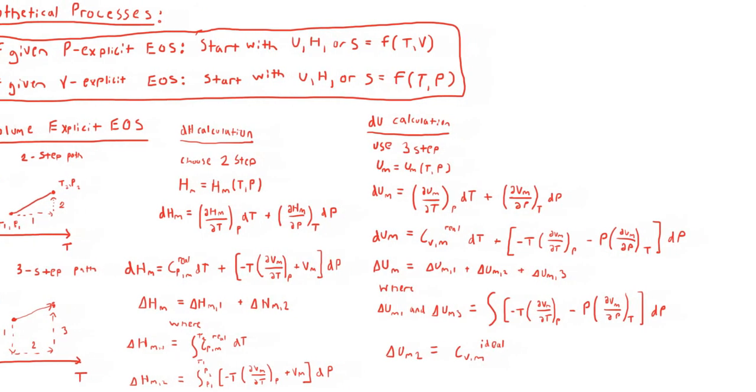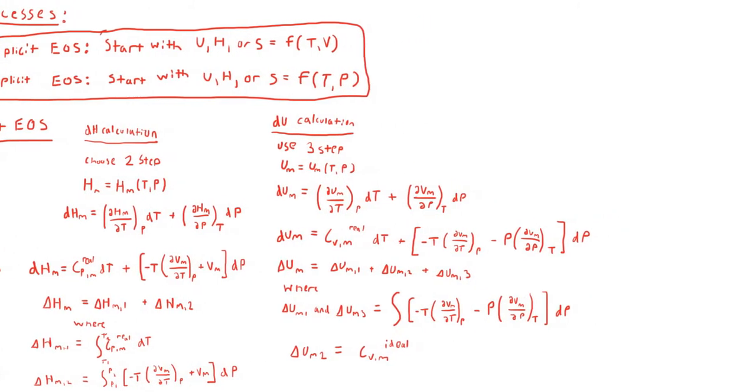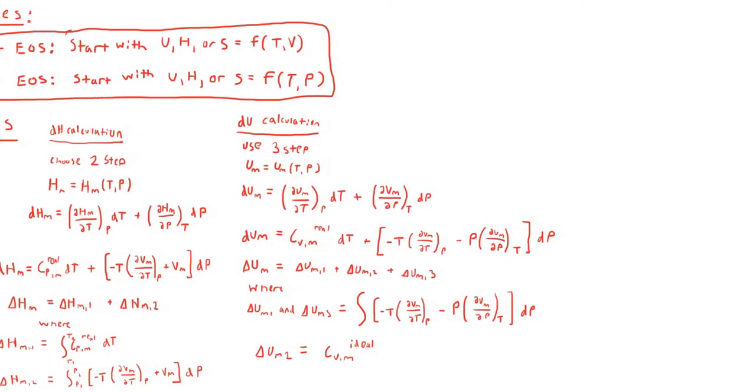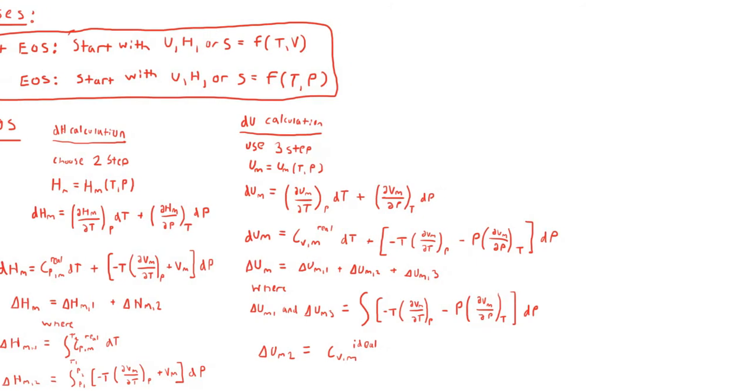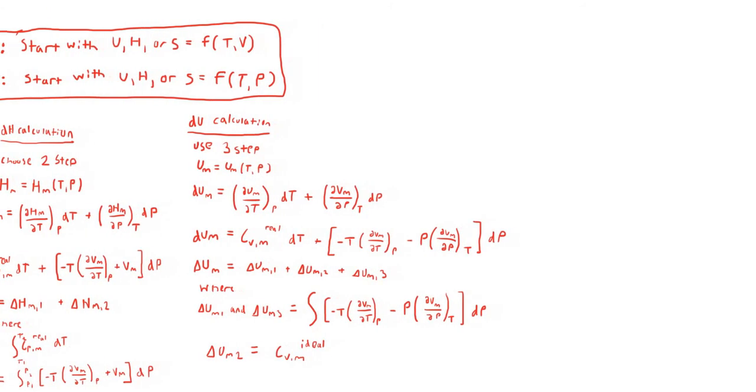Now I'm going to do the same thing for a dS calculation for a volume explicit equation of state, and I'm going to do the same procedure. You start with that S equals a function of temperature and pressure. You're going to take the total differential and then insert any fundamental property relations that you can to simplify the expression. So I'm not going to go through each step and explain it, but here is what you would do for a dS calculation.